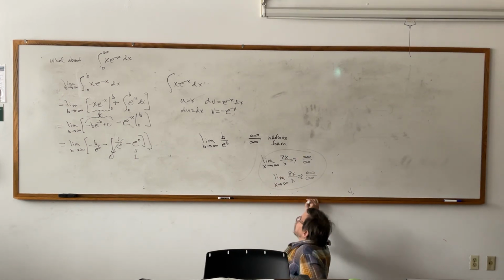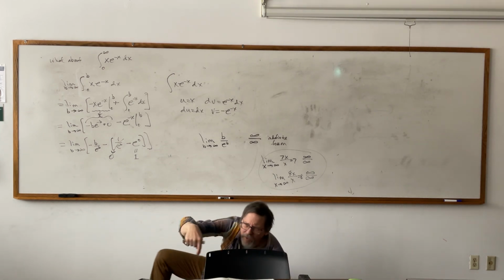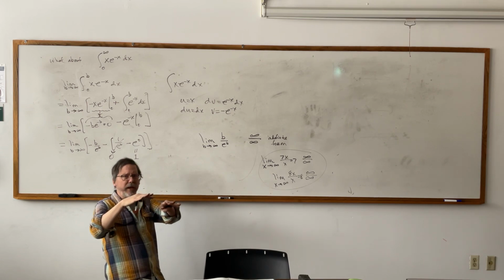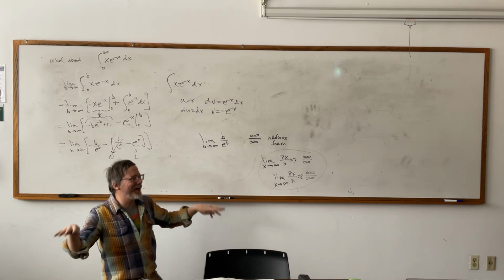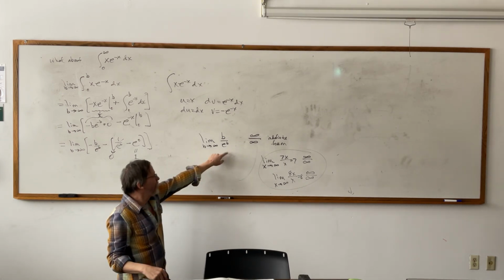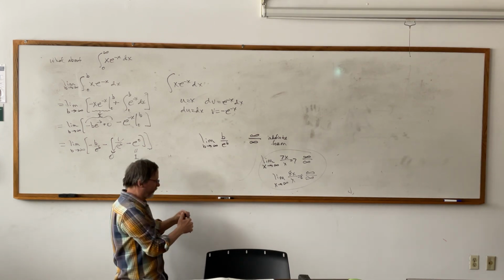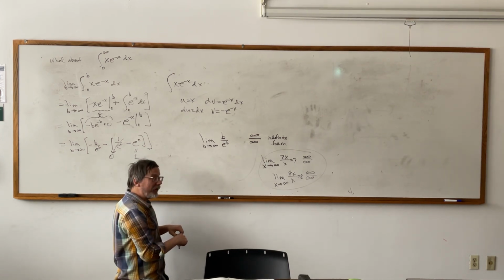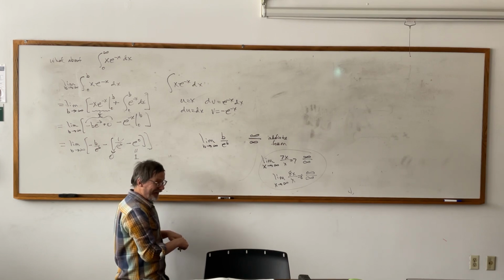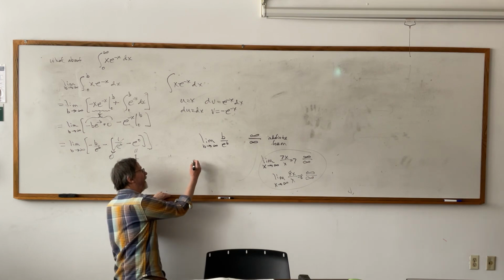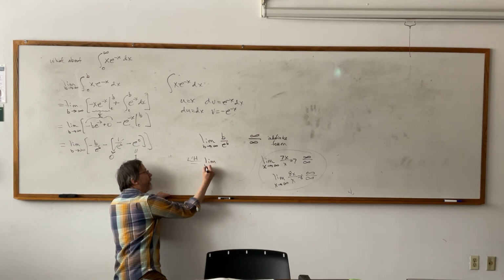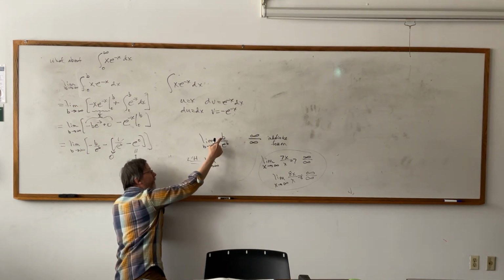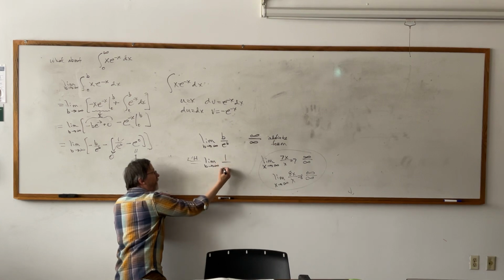Does anybody remember how to deal with a limit where it's an infinity over infinity? Is that L'Hopital's rule? Yeah, nice. L'Hopital's rule is what you wish the quotient rule was: derivative of the top, derivative of the bottom. There's no mixing. So I'm going to L'Hopital this. The limit as b goes to infinity. What's the derivative of the top with respect to b? 1, yep. And the bottom with respect to b? e to the b.